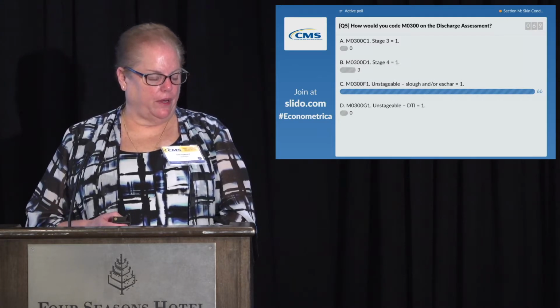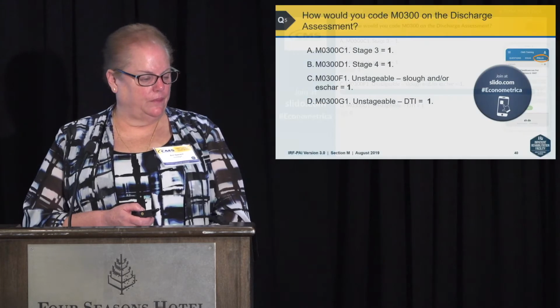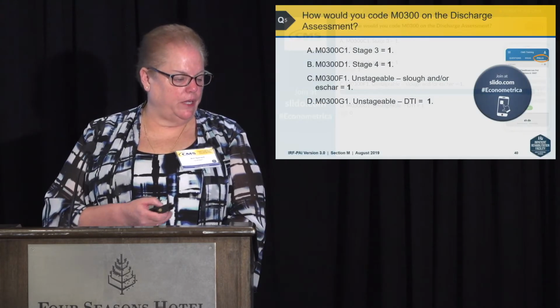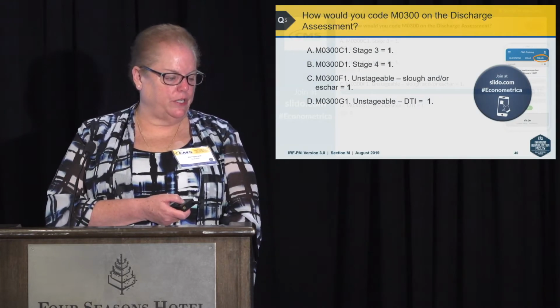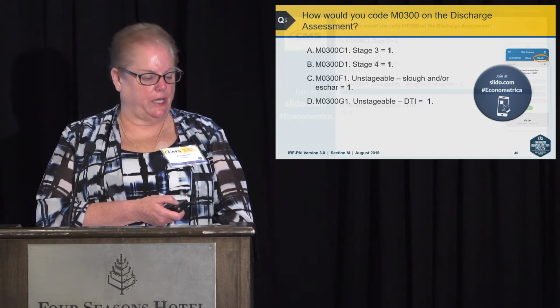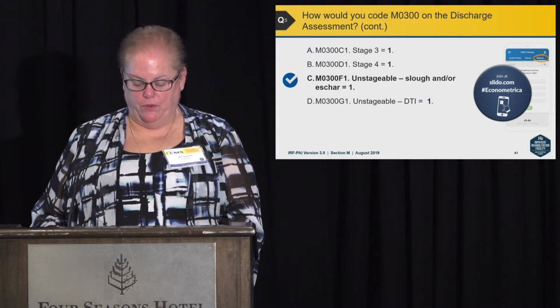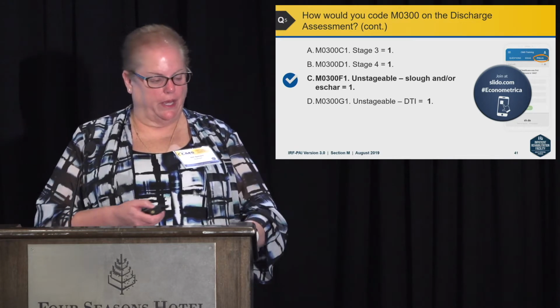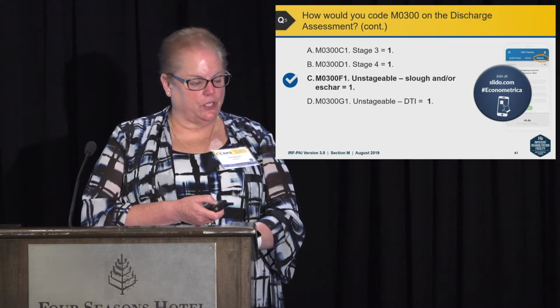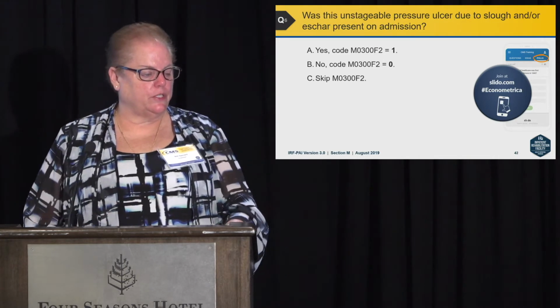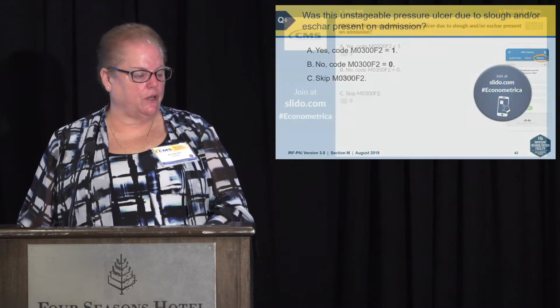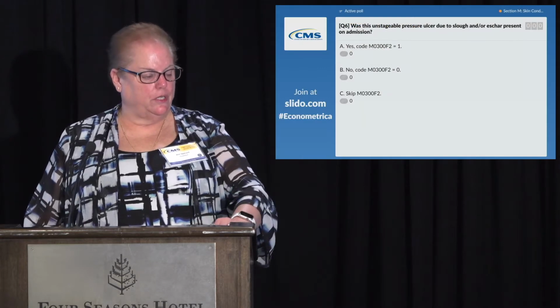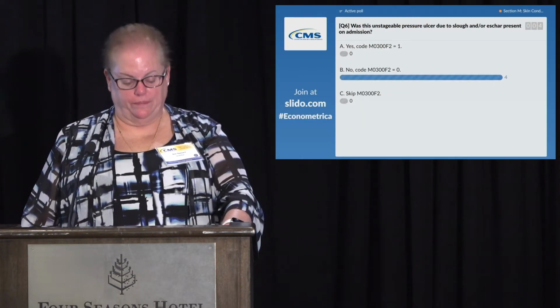All right, great. Let's look at the answer. So how would we code it? Would it be a stage 3, a stage 4, unstageable, or unstageable DTI? And we would be coding that as unstageable slough or eschar. So everyone did very well on that. So the next question is, was this unstageable pressure ulcer due to slough or eschar present upon admission? Is it yes, no, or skip?